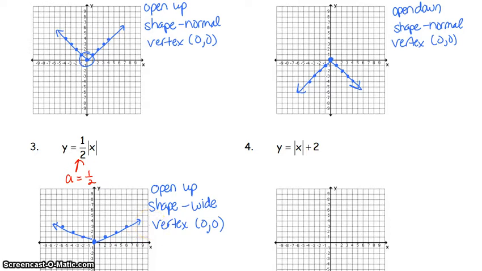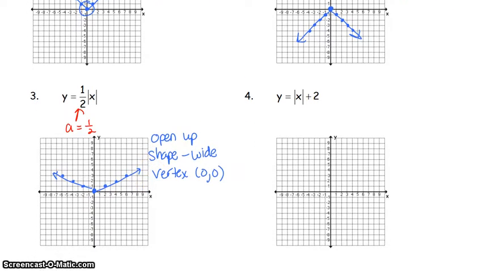Alright, number 4, we've got y is equal to the absolute value of x plus 2. We look at our a value. The a value up front, a is equal to 1. A is positive, so it's going to open up. It is 1, so the shape is going to be normal.